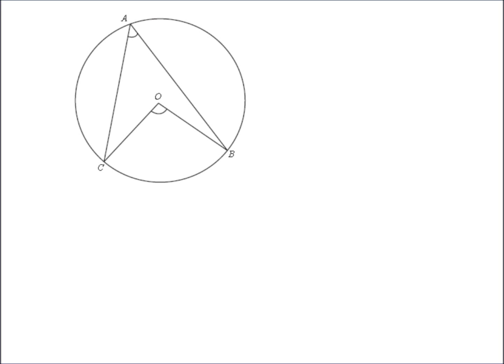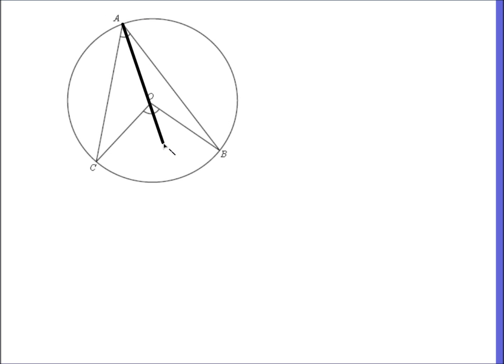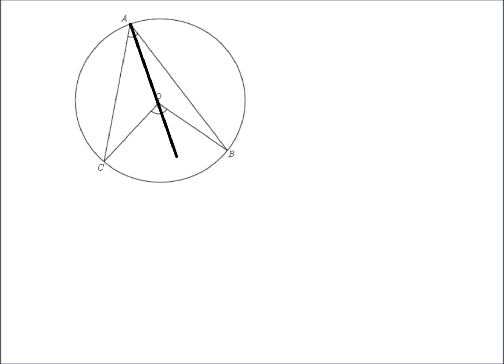So the trick with this proof is firstly to bring a line down through here, and what you can say is you've then created two isosceles triangles, because these are radii. So if we know this angle here and this angle here, let's call them x and y. So we know CAO equals x, and we're going to say that OAB equals y. Then what can we say?